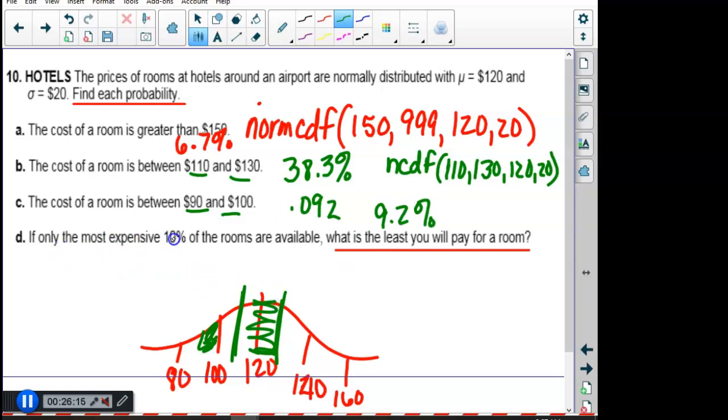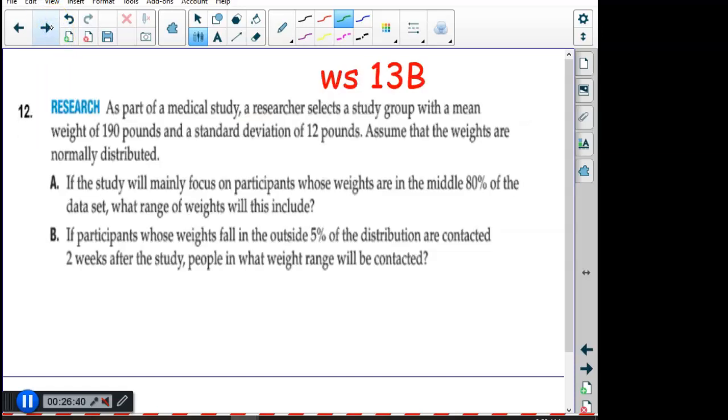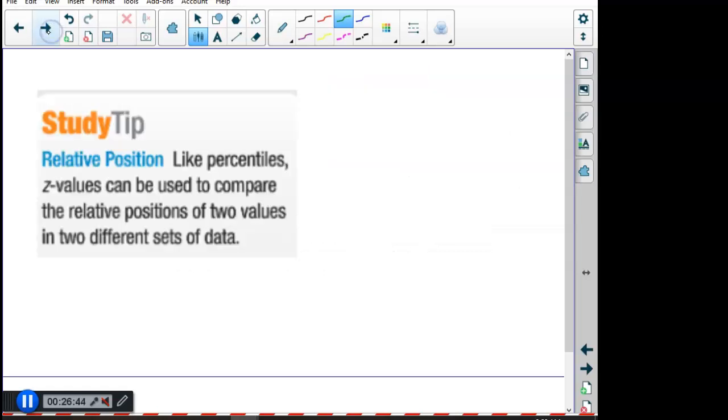If only the most expensive 10% are available, what is the least you will pay for a room? That's actually one of those work backwards problems, I think, so we're going to cross that one out. And I want to do one more question on, is this 11? No, that's not the one I want to do. Cross out 11. You can cross out 12. This is what I want to talk about.